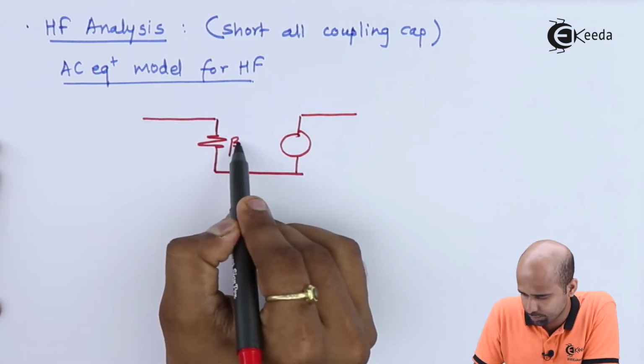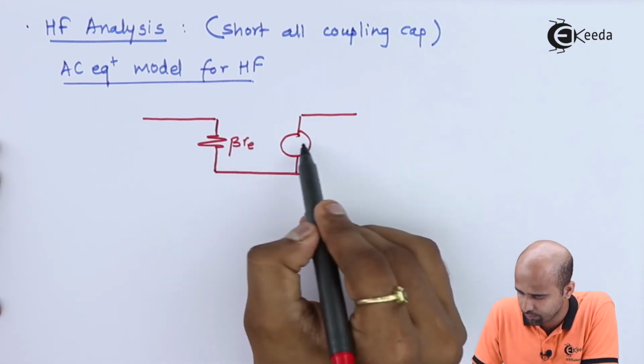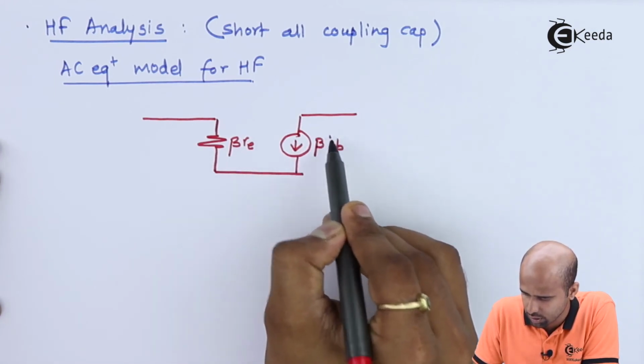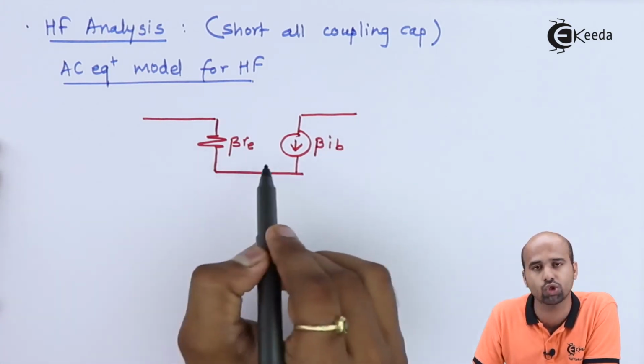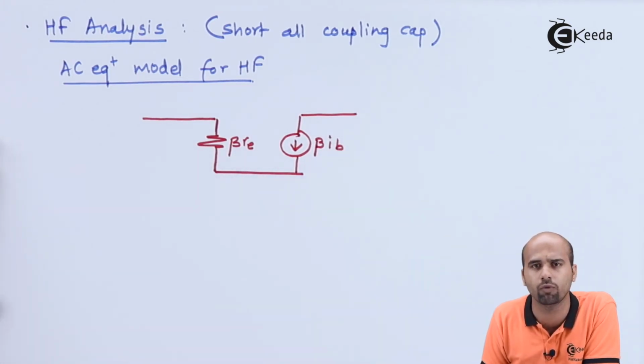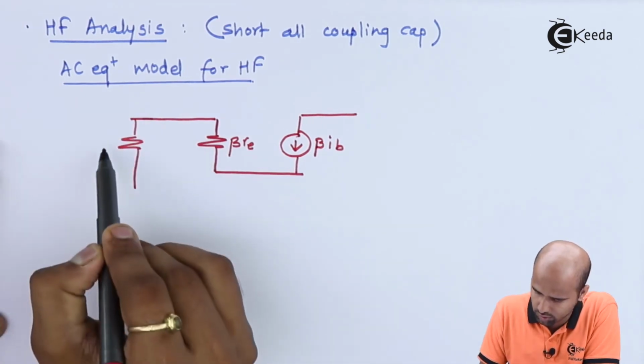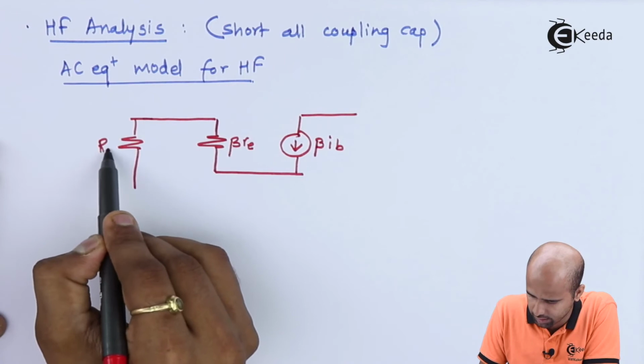This is your beta small re. This is your current, that is beta into IB. Again I am repeating, you can also draw the AC equivalent model in the form of R pi model, no harm. This is the resistance, that is RTH.